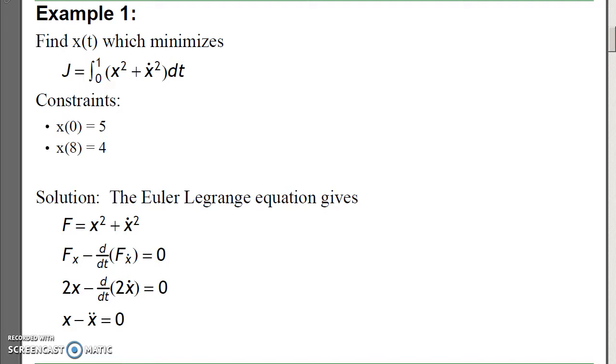To solve that equation, I plug it into the algebraic Riccati equation. My functional is x squared plus x dot squared. The Euler-Lagrange equation is the partial of f with respect to x minus the full derivative with respect to t of f sub x dot equals 0. Plugging it in, partial with respect to x is 2x, partial with respect to x dot is 2x dot, and I take the full derivative, and I get x minus x double prime equals 0, where I factored out the 2.